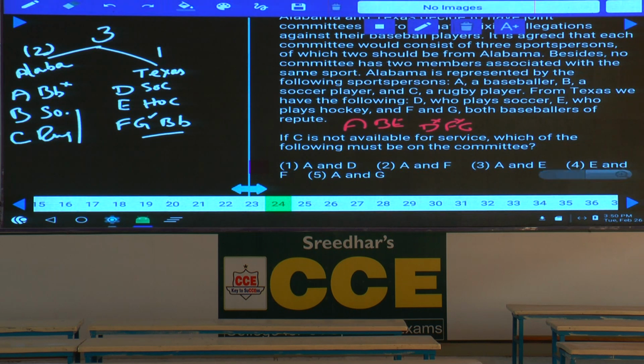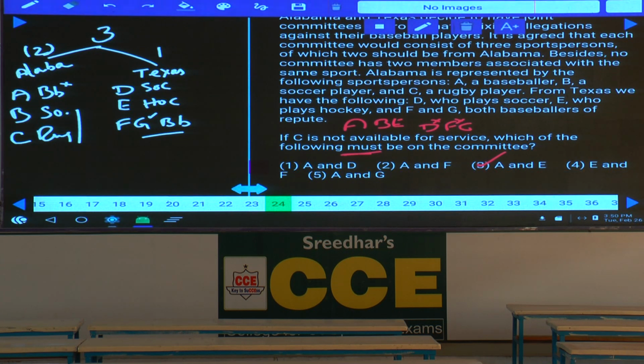Then which of the following must be on the committee? Now see the word must. Must means there is only one possibility here. What is that possibility? A, B and E. Isn't it? A and E. That is choice 3.